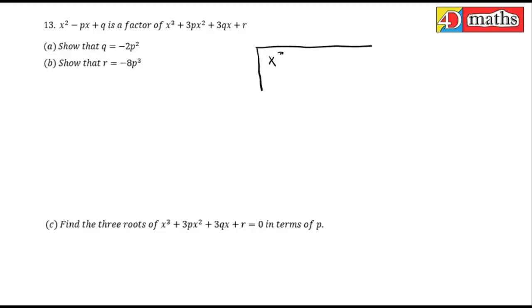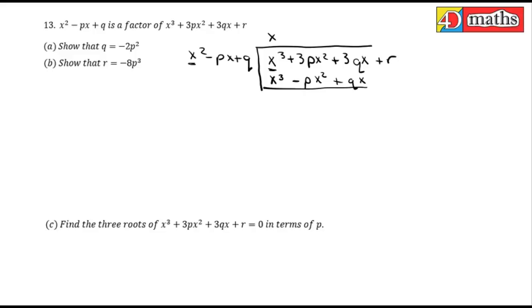Okay, so it's going to be x cubed plus 3px squared plus 3qx plus r. It's going to be divided by x squared minus px plus q. So the first step is I divide x squared into x cubed and I get x. So then I multiply x by all of this. So that becomes x cubed minus px squared plus qx.